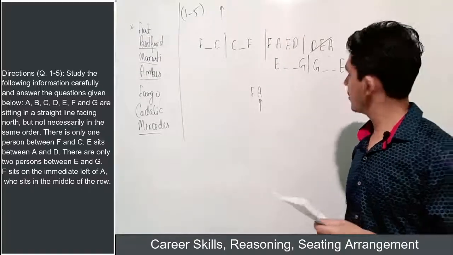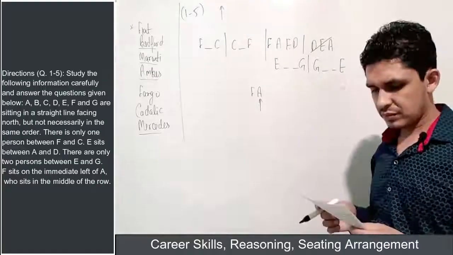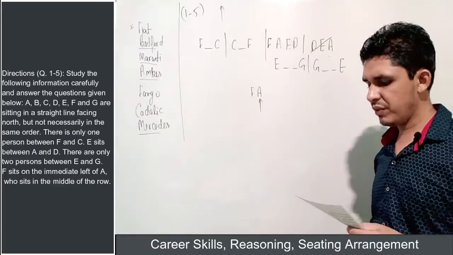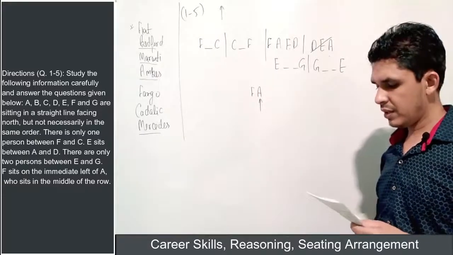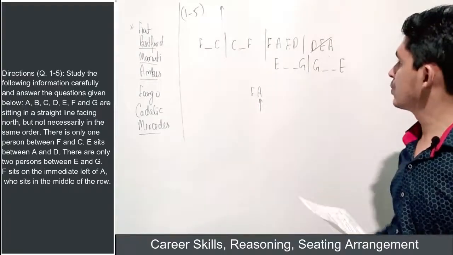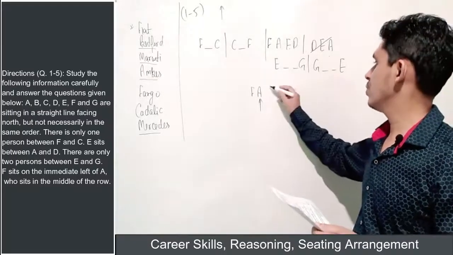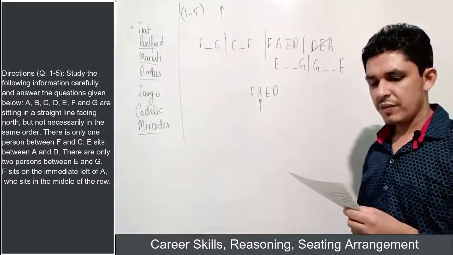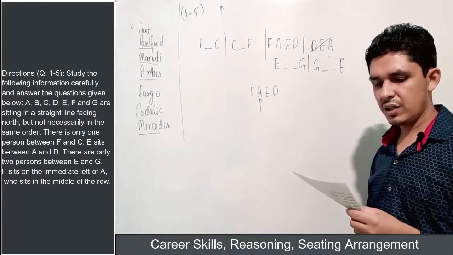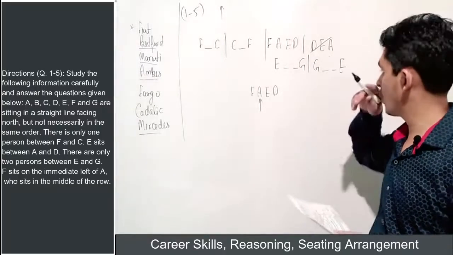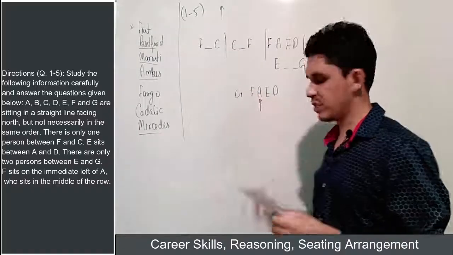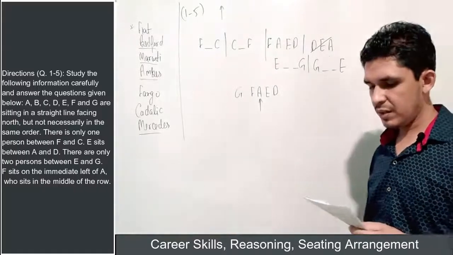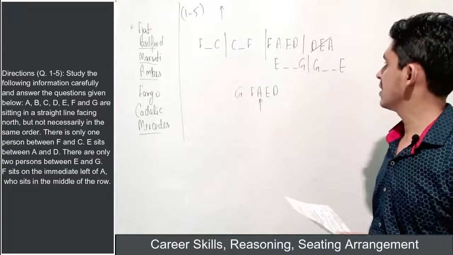Thereafter we can make the arrangement. Let us have a reading once again. There is only 1% between F and C, so this has been done. E sits between A and D, so E should be here and D should be here. Thereafter there are 2% between E and G, that means G must be here. F sits on the immediate left of A, so this has been done. Who sits in the middle of the row, so this has been done.